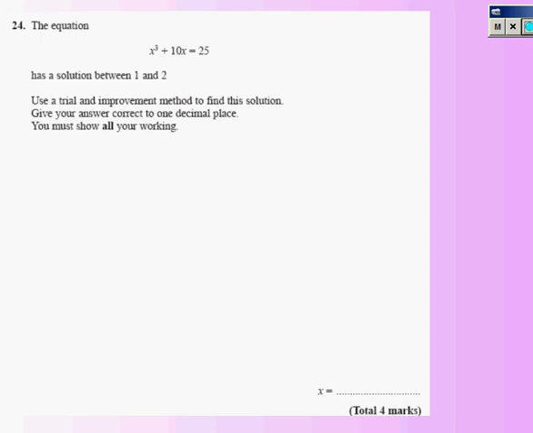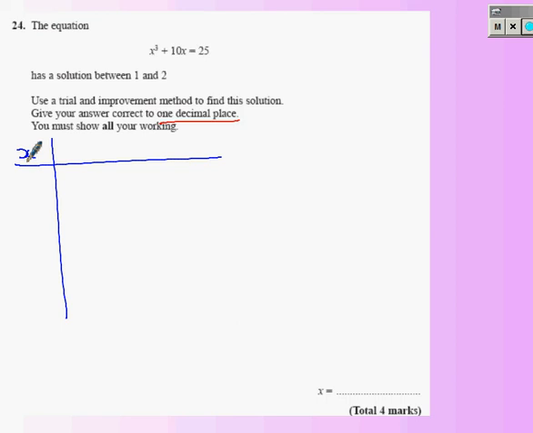Question 24 is a trial and improvement question, and we're told that the equation x cubed plus 10x equals 25 has a solution between 1 and 2. Now, we need to give our answer to this trial and improvement method to one decimal place, and we must show all our workings. Now, to do that in the neatest form, let's set up a table of values.